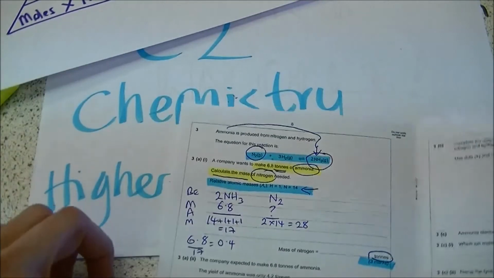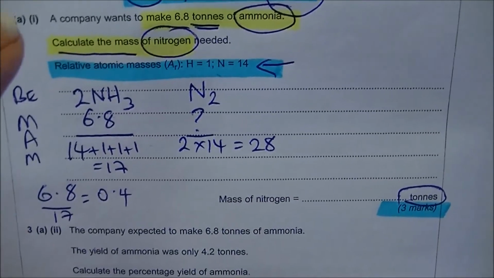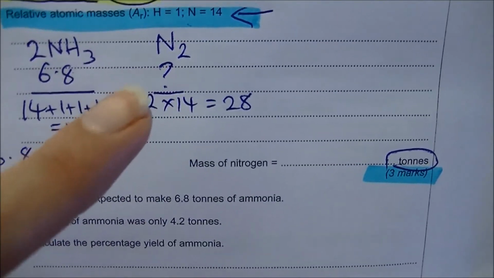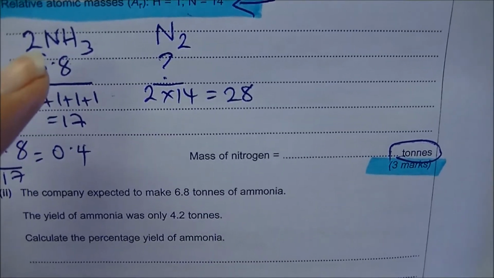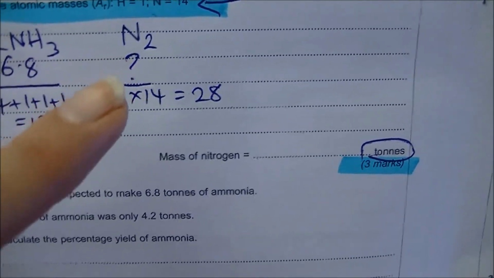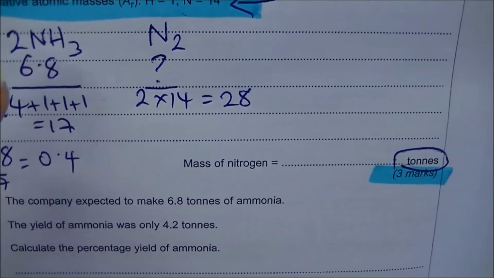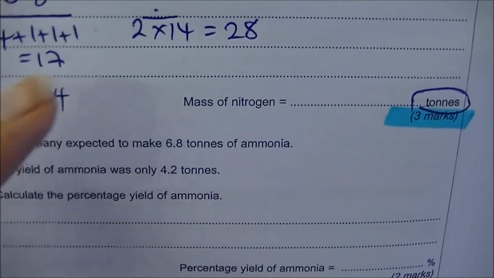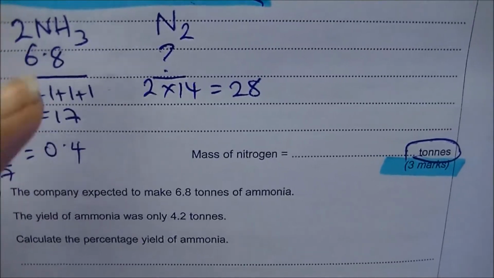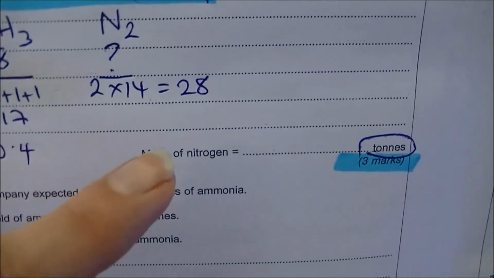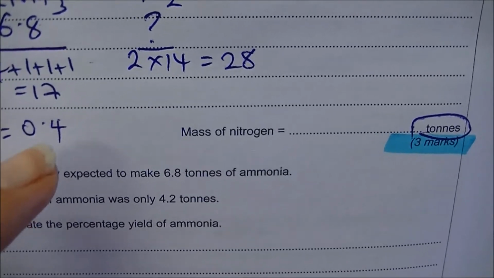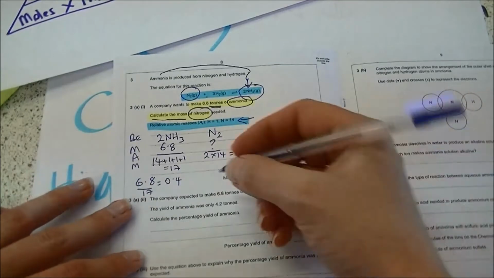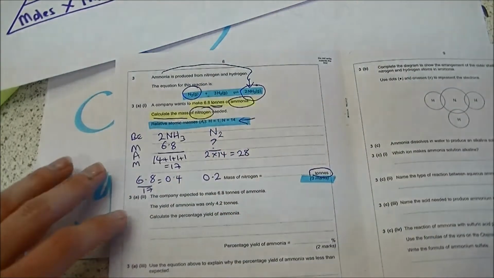So in our formula we've got 2 in front of NH3, but we haven't got a number in front of N2. If there's no number, it just means there's 1. So I've got 2 moles of NH3 compared to just 1 mole of nitrogen. So if I've got 2 moles of ammonia, and I know that my mole is 0.4, I've got double the amount of this compared to this. So double the amount compared to here would mean I'd have to half this. So half of 0.4 is 0.2.